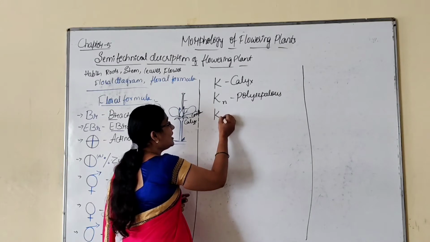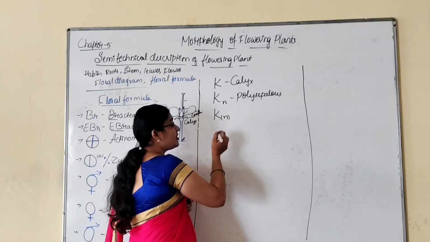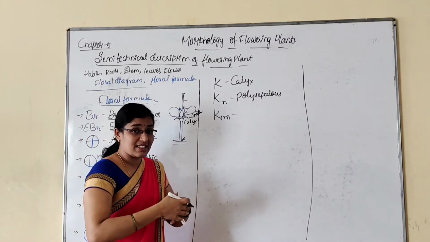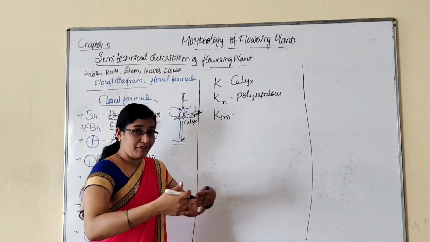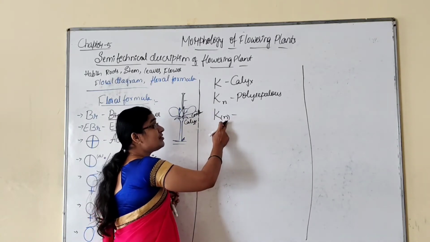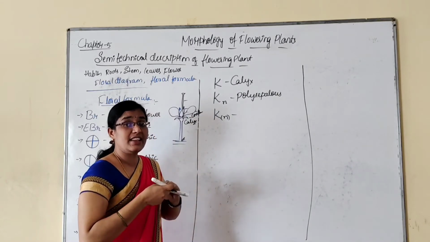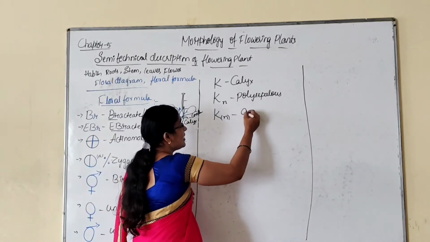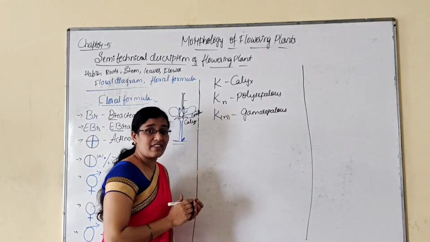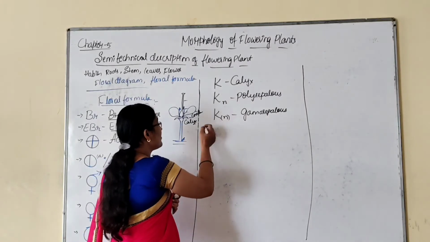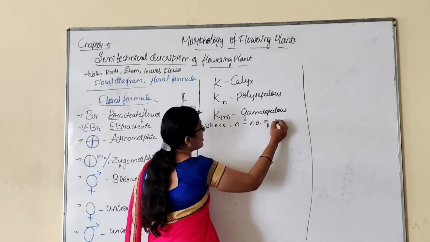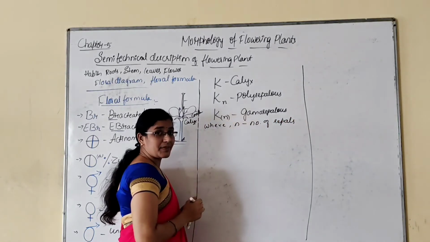If you write K, N at its foot and N within brackets, these brackets indicate the fusion. That means these N number of sepals are fused with each other. If the sepals are fused with each other, then that condition is called the gamosepalous condition, where N indicates the number of sepals here.